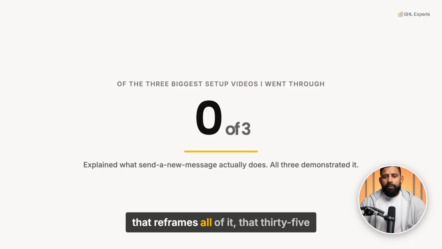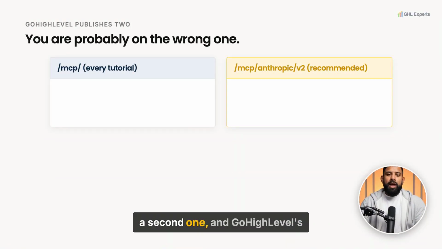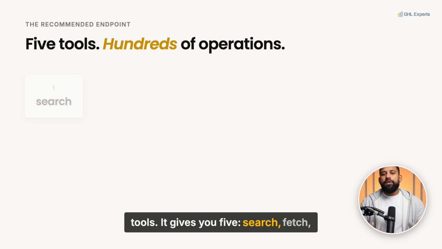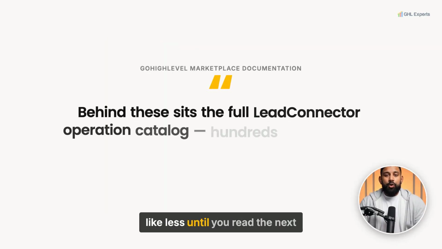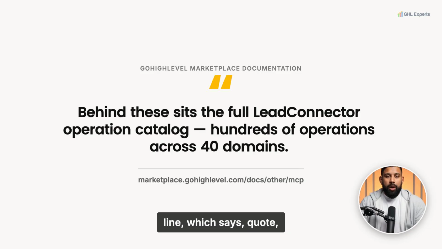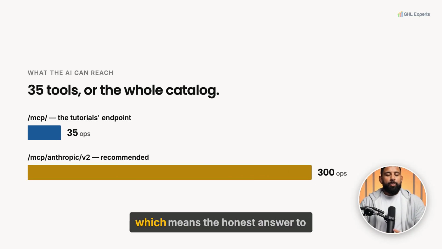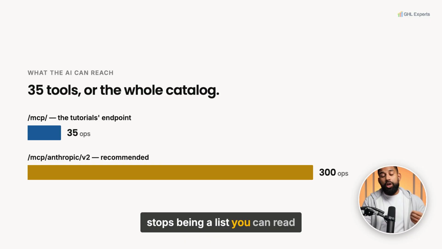Now the part that reframes all of it: that 35 tool server is GoHighLevel's original MCP endpoint. There's a second one, and GoHighLevel's own marketplace documentation calls it the recommended one, with the widest coverage. It doesn't give you 35 tools, it gives you 5: search, fetch, search operations, describe operation, and execute operation. And that sounds like less until you read the next line, which says, quote, "behind these sits the full LeadConnector operation catalog." Hundreds of operations across 40 domains. Five tools that can reach hundreds of operations, which means the honest answer to what can this AI do in my account stops being a list you can read in a minute.